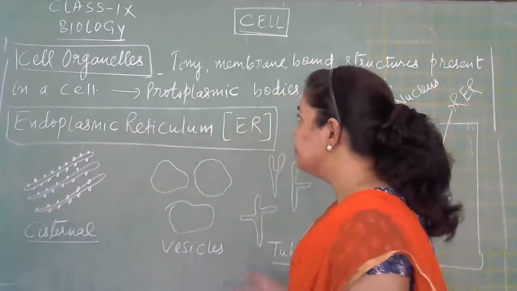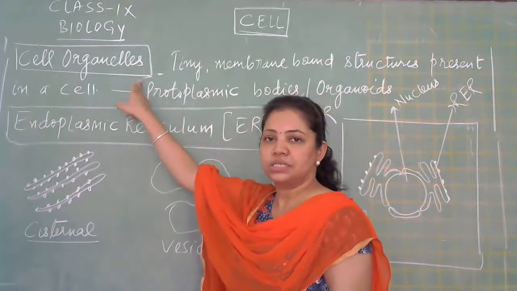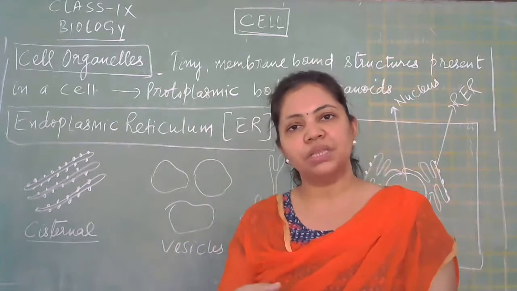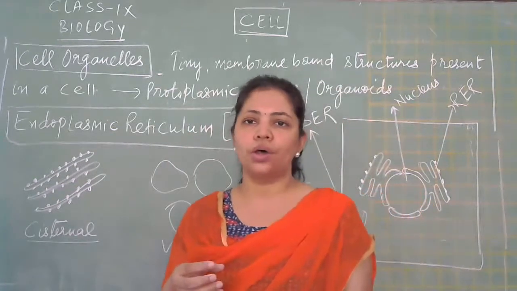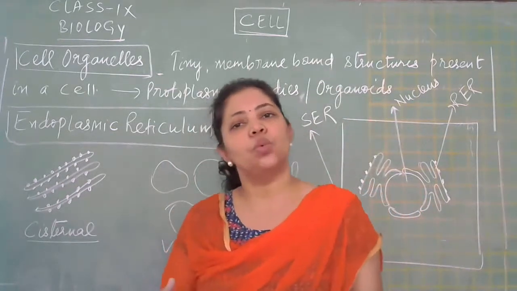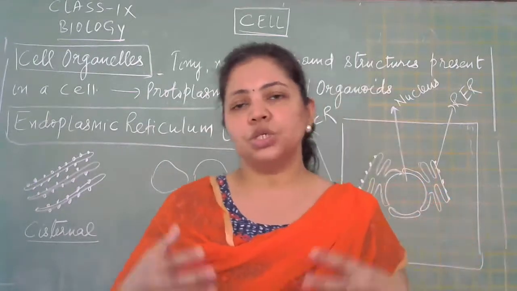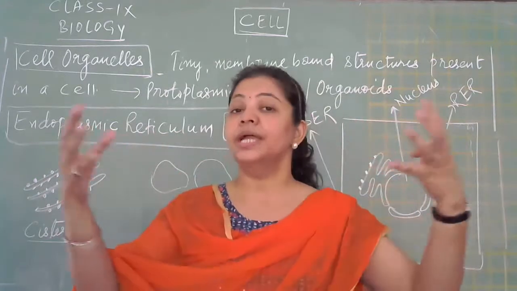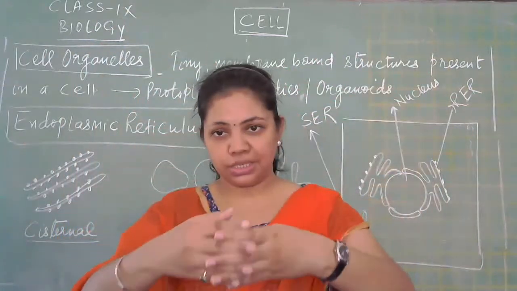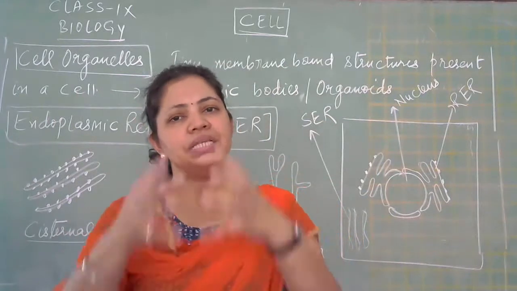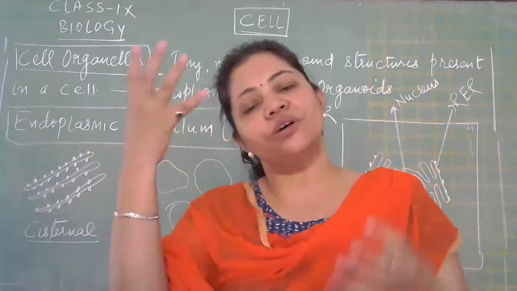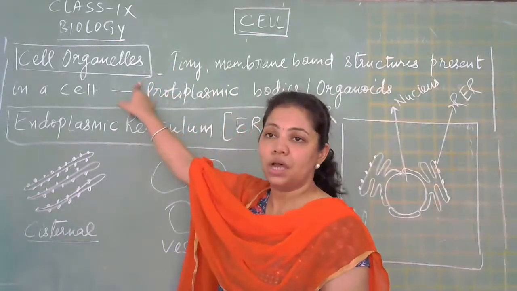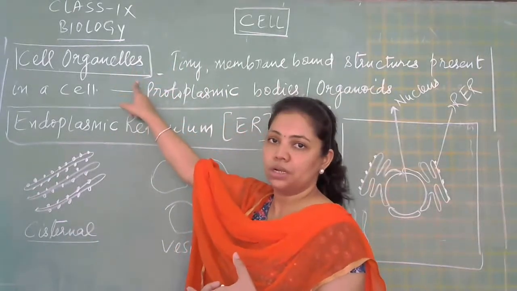So we say cell organelles. Organelles means tiny organs. Organelles means very small organs. I hope you know the meaning of the word organs. You have learned that cells combine to form tissues, and tissues combine to form organs, right? In a similar manner, inside a cell, organs of the cell are present, and we call them cell organelles, right?